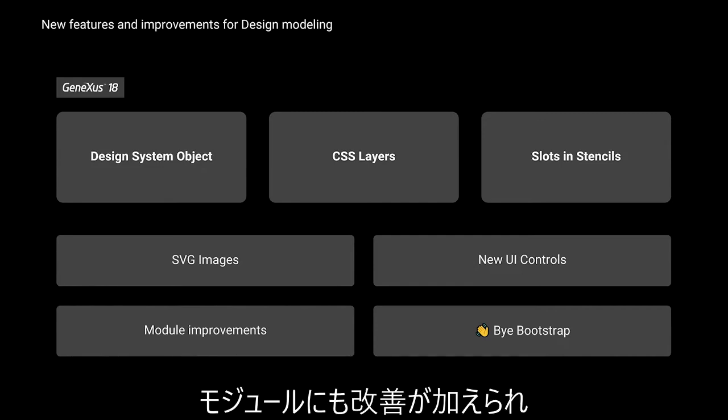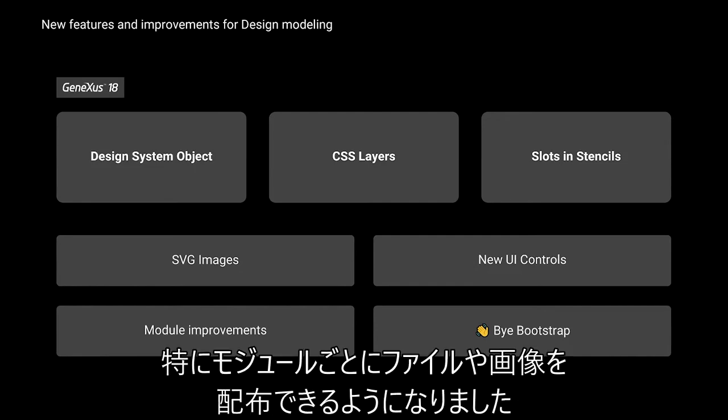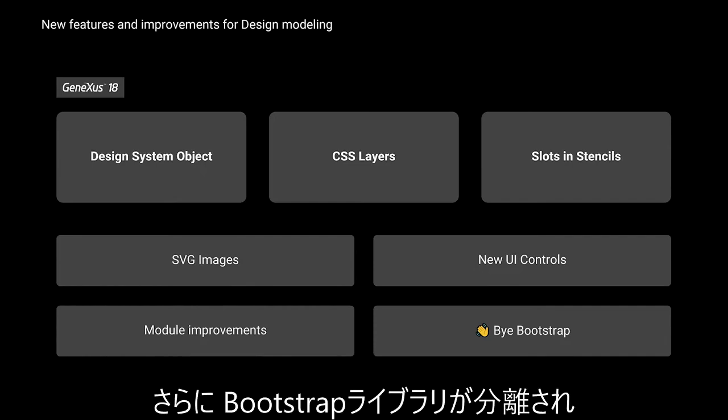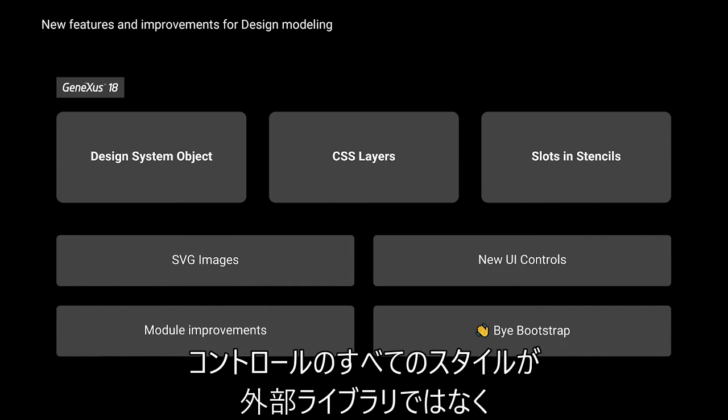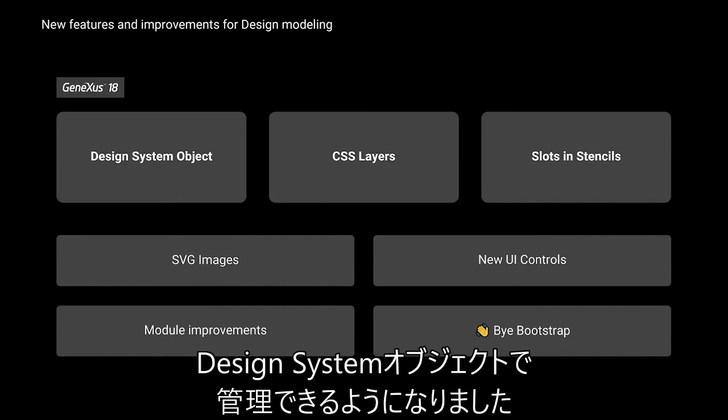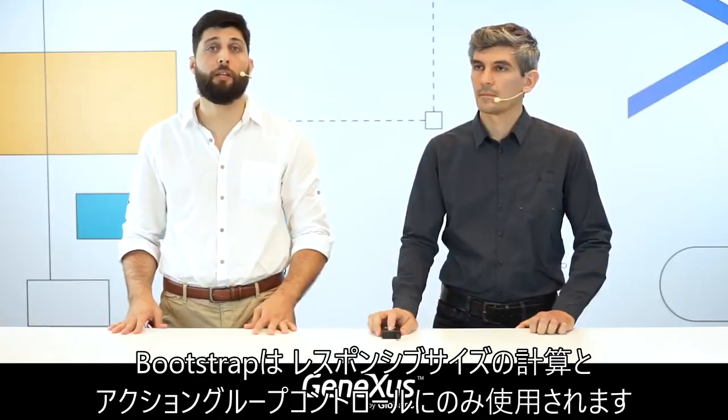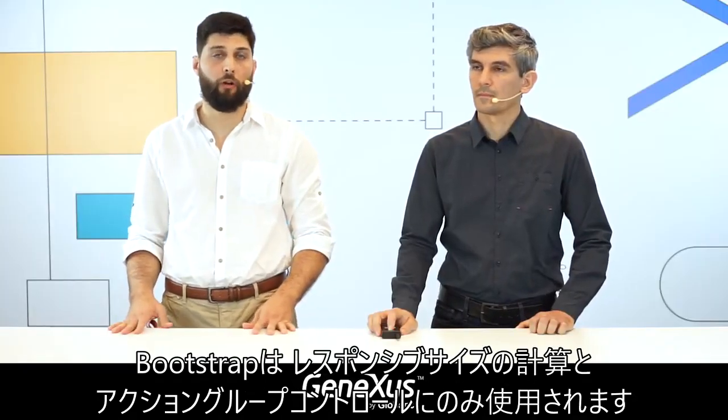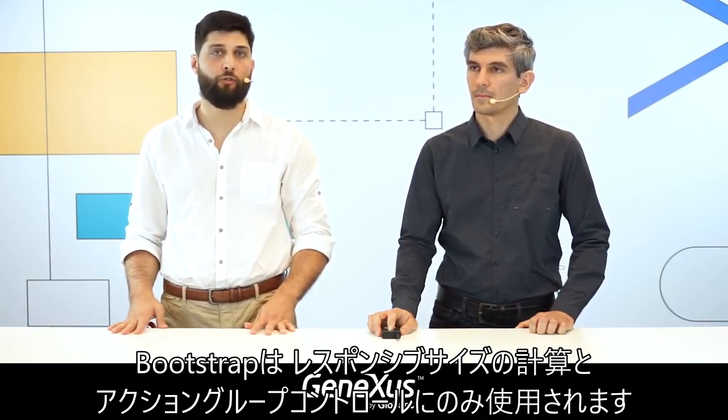In the implementation of user control objects, we also improved modules to allow, for example, the import of files and images per module, and we also decoupled the Bootstrap library to allow all the different styles of our controls to be governed by the design system objects and not by an external library. Bootstrap is going to be used exclusively for calculation responsive sizes and for the action group control.